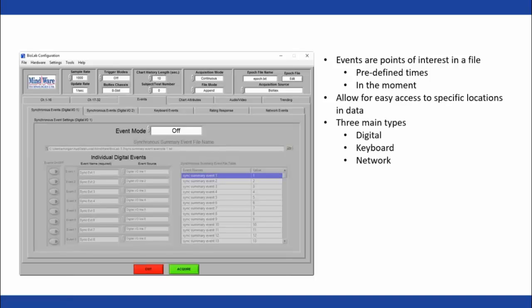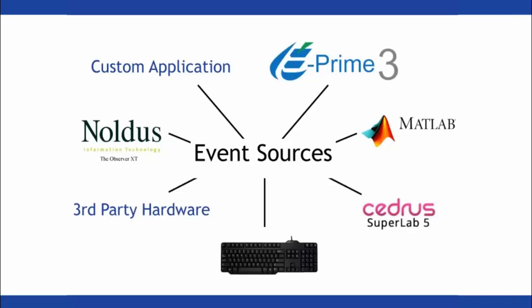In BioLab, there are three main types of events that we capture. There are digital events, keyboard events, and network events. And those events can come from a whole variety of sources. They can come from stimulus presentation packages like E-Prime or SuperLab or DirectRT. They could come from custom applications developed in some programming language or MATLAB that are able to send events to BioLab. They could come from some third-party hardware that's able to send those events, or from behavioral coding software such as Noldus Observer. And they can also come from the keyboard that's attached to the acquisition PC.